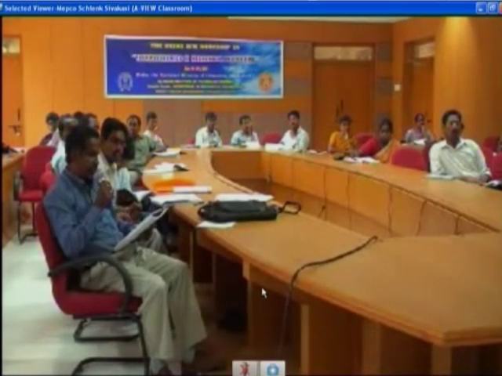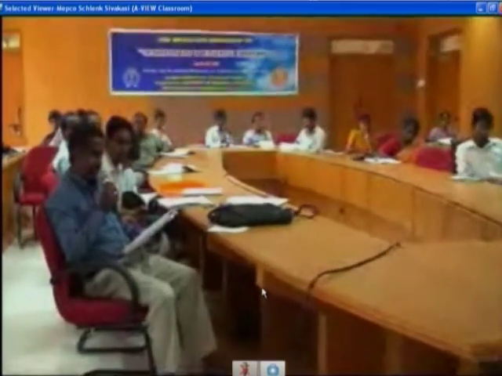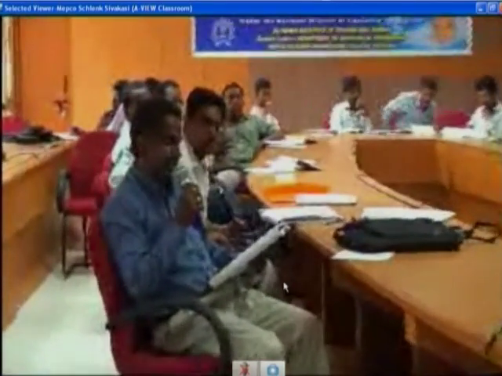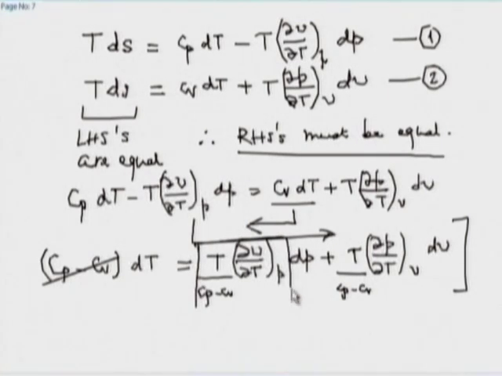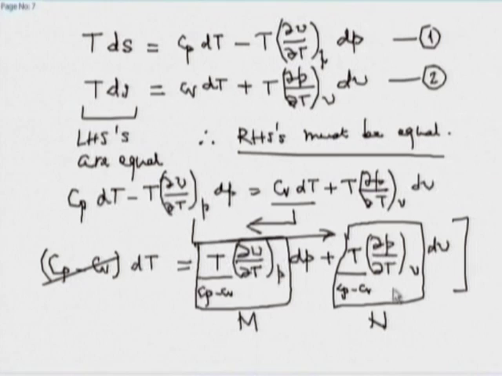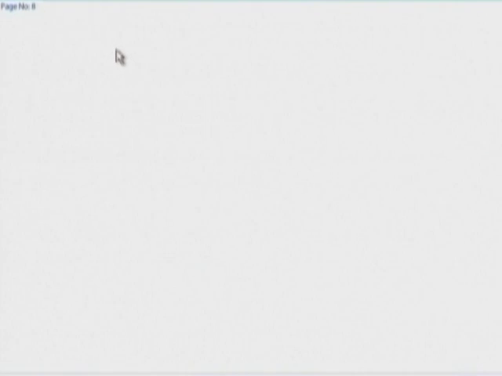Over to you. So after this equation, how do you write dou T by dou P at constant volume is equal to that part, T by Cp minus Cv into dou V by dou T at constant pressure? After this step, consider this part to be M. Consider this part to be N. And so now I have dT equals M dP plus N dV.